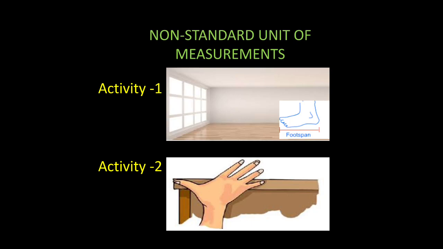In this activity, each of you has to measure the length of a desk by using your hand span. Now fill the data in the given table. Here the unknown quantities are the length and breadth of the classroom in activity 1 and the width of the table in activity 2. Whereas the foot span of activity 1 and the hand span of activity 2 are the fixed quantity, or we can say that this is the unit, but it is non-standard. Okay. Hope you all are clear here.